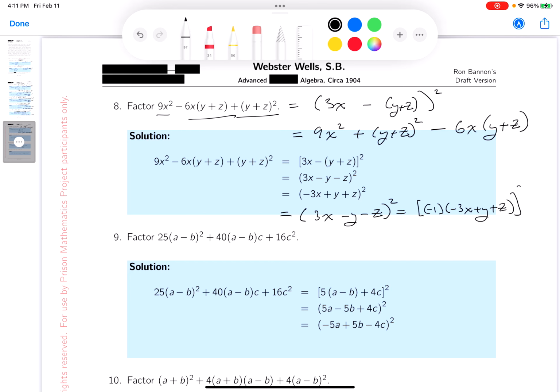And this whole thing is being squared. And what would you get? Well, minus 1 squared is just 1. So what are you left off with? Minus 3x plus y plus z. Now again, the intent here is not to confuse you. Well, I'm sorry, I put the square there.